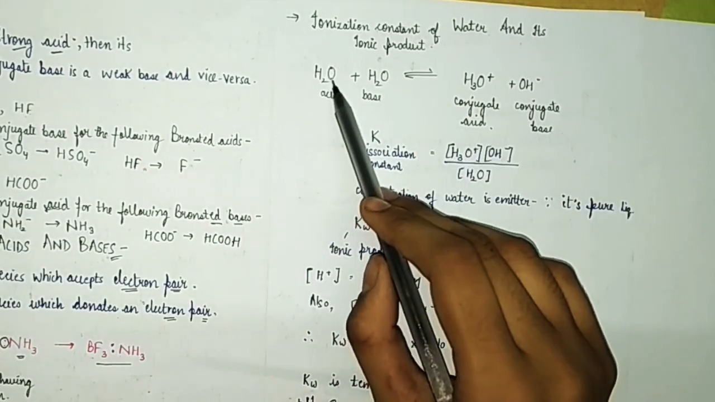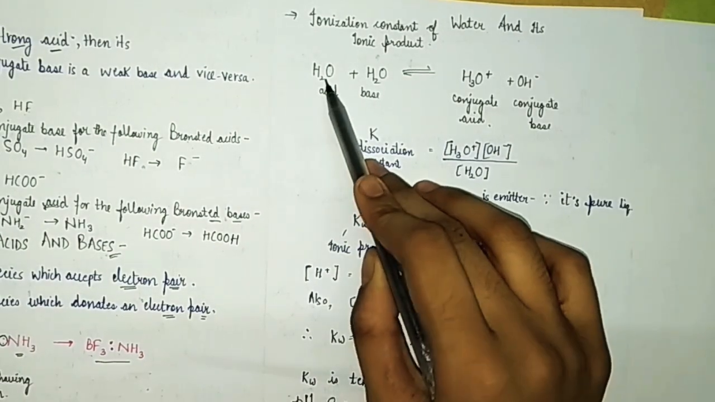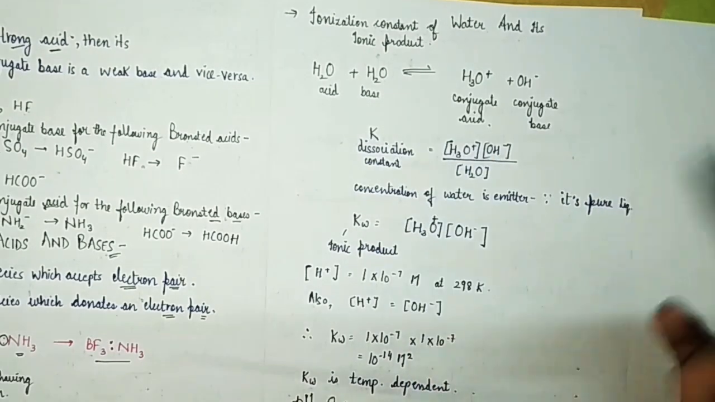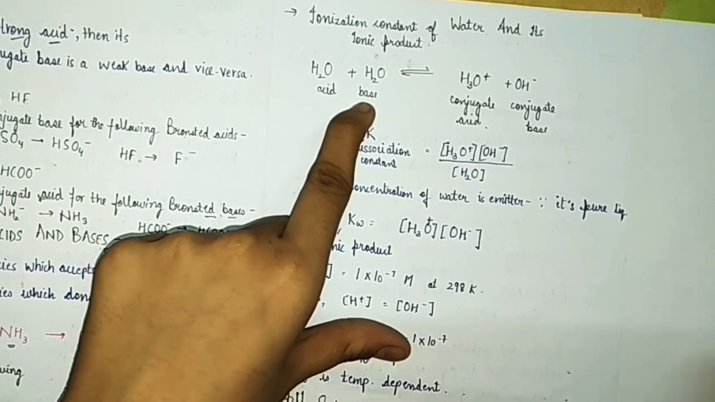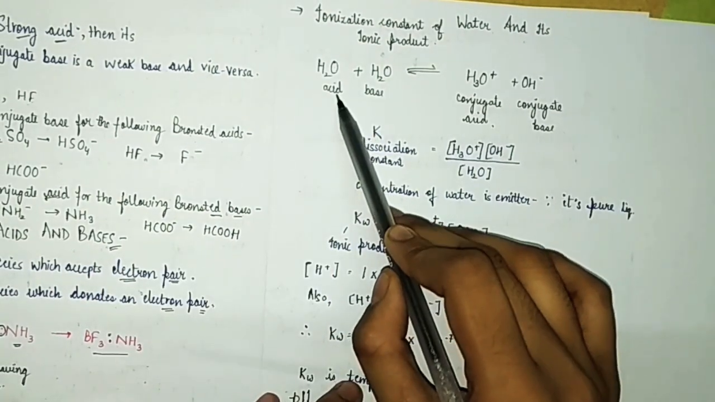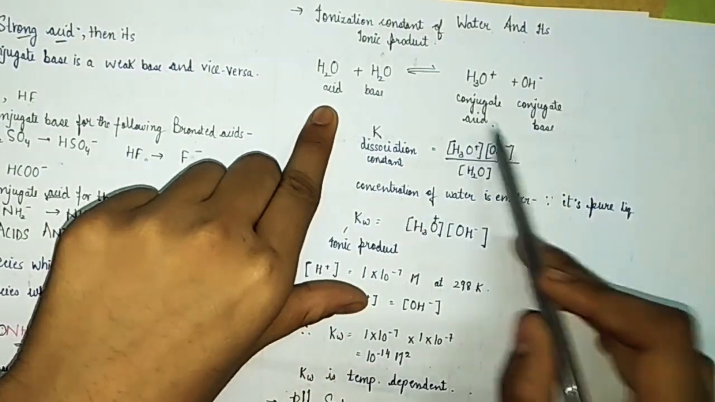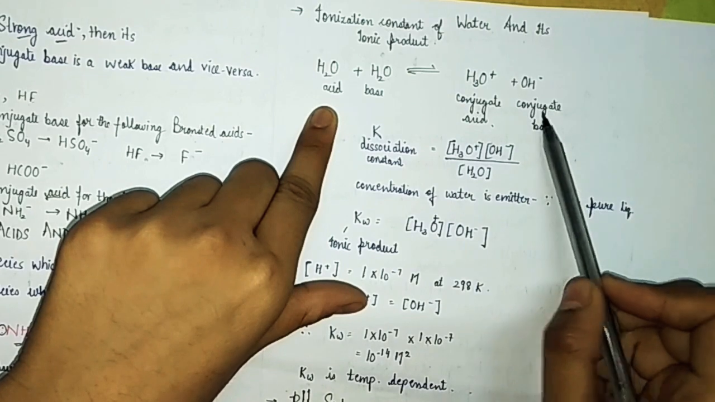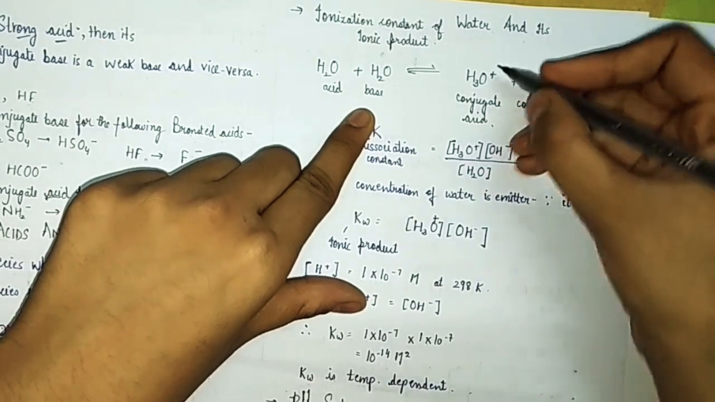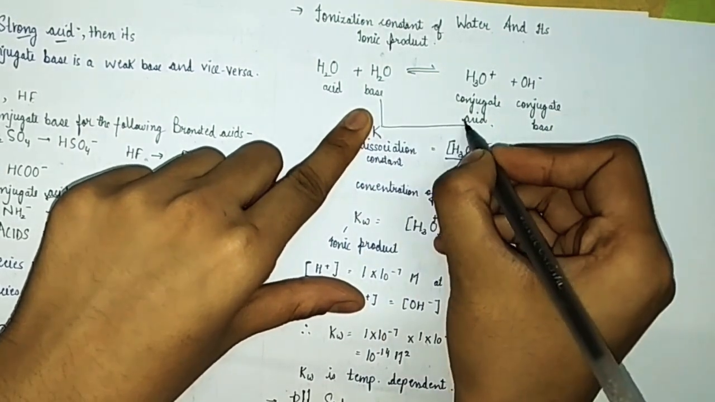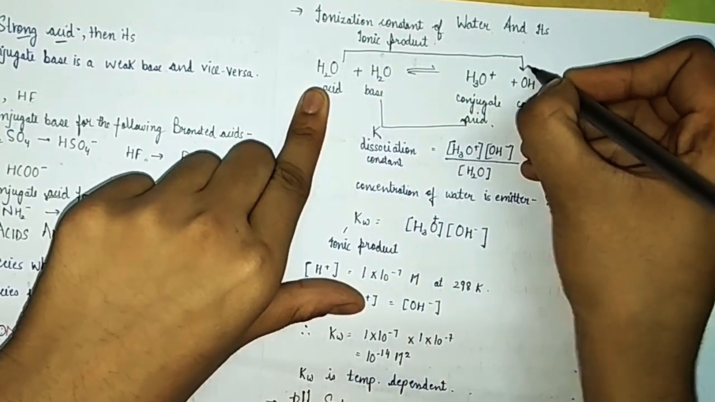If we consider this equilibrium, we have water and another water molecule. Now if this water molecule behaves as an acid, this will be behaving as a base. Now an acid will donate a proton to form a conjugate base, and the base will accept a proton to form a conjugate acid. Same thing that I have told you in the Bronsted-Lowry acid base theory.